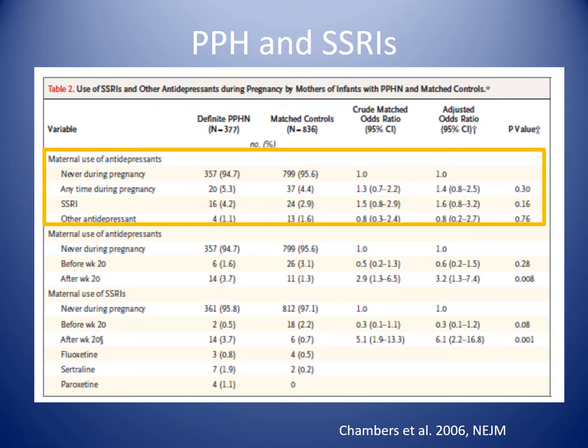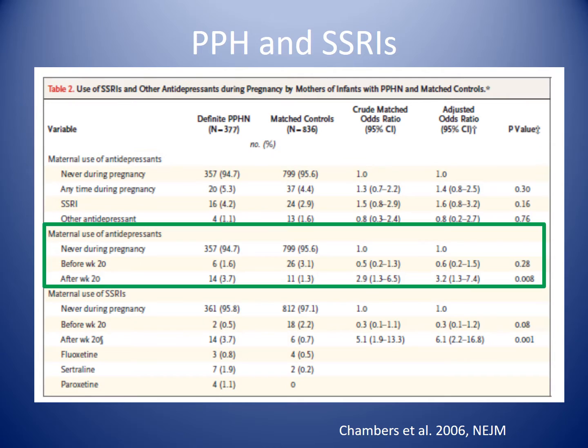If a p-value is small, that means that odds ratio is statistically different from 1. So, for instance, the odds ratio for taking an antidepressant anytime during pregnancy is 1.3, but the p-value isn't small. So that means that really 1.3 isn't any higher than 1, statistically speaking. So this data highlighted in yellow suggests that antidepressants are not a problem as far as PPHN goes.